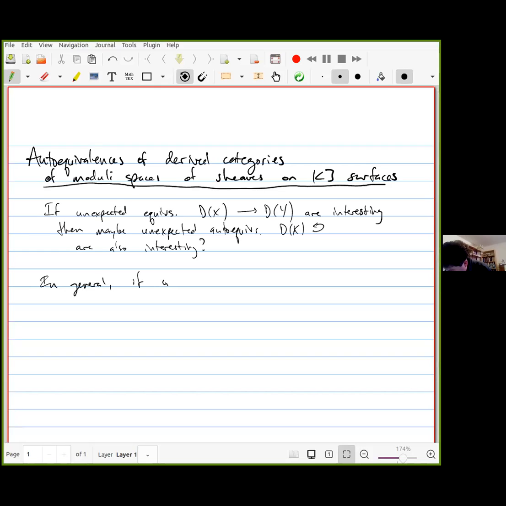So what do we know in general? If the canonical bundle of X is positive or negative, then the automorphism group of the derived category is generated by automorphisms of the variety itself, tensoring with a line bundle, and the homological shift to the left and right. So there's nothing unexpected. But if the canonical bundle of your variety is trivial, then there may be many more.